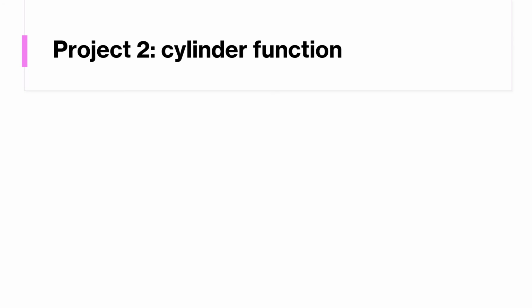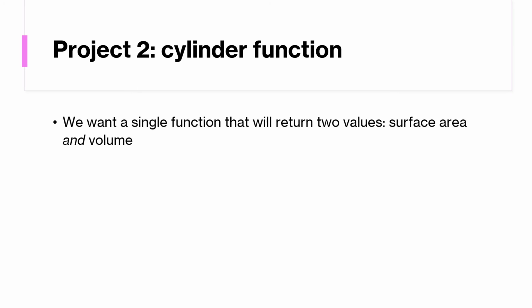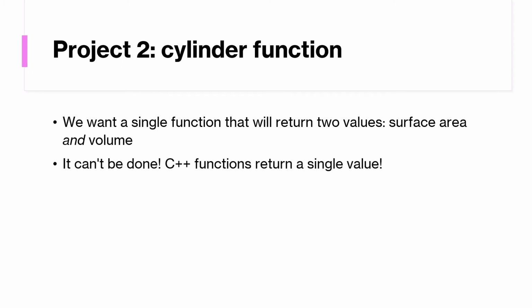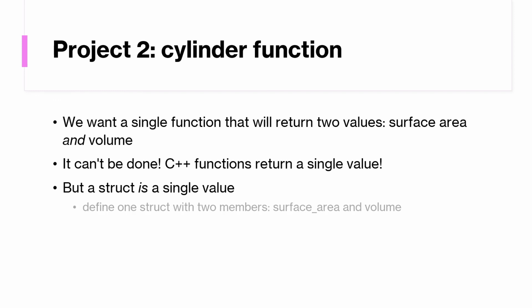In our second project, I want to also demonstrate to you how we can use structs to return two values from a single function. So let's say we have a single function that operates on a cylinder that's going to return two values, surface area and volume. But that can't be done, you say. C++ functions return a single value. But a struct is a single value. So if we define one struct with two members, surface area and volume, we can return both of those values from a single function.